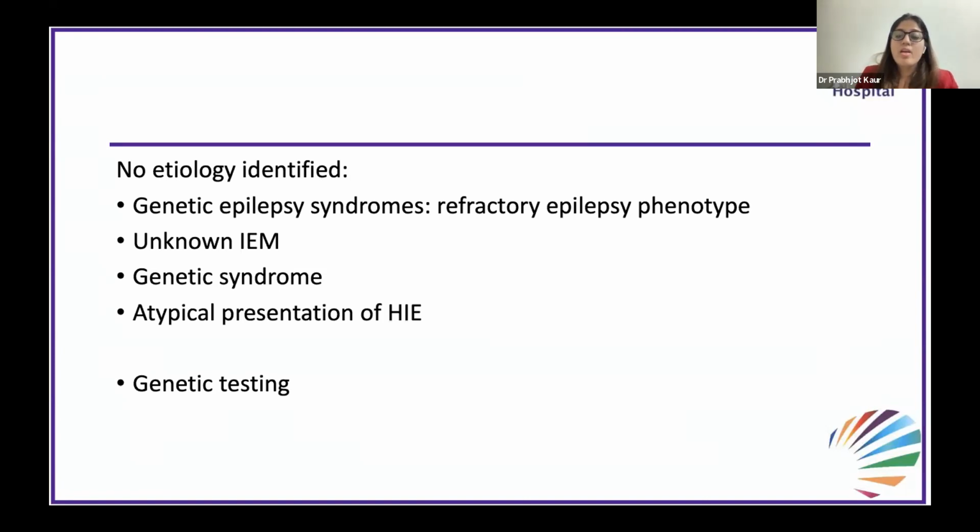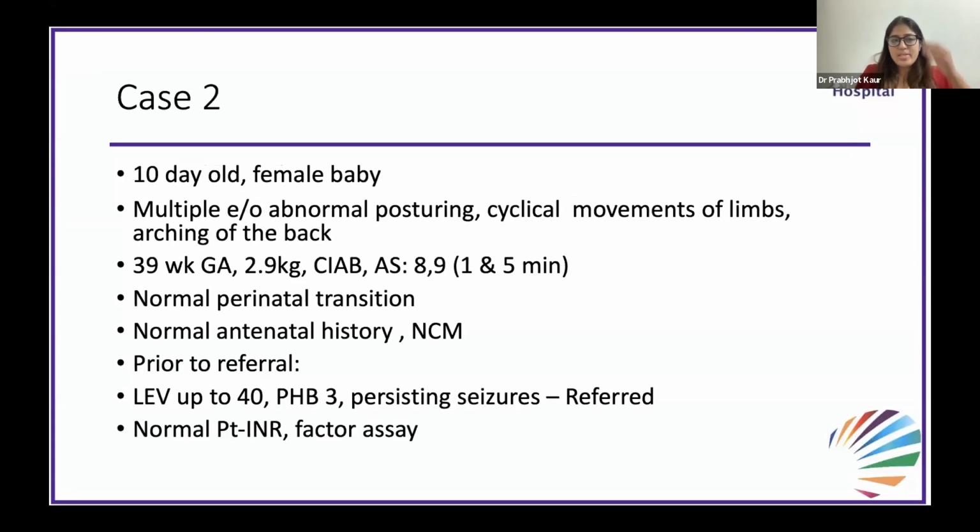Depending upon the clinical scenario, we can and we should try to get genetic testing whenever it is feasible. So going beyond this, we'll be discussing a few cases to try to assimilate whatever we have gone through in the previous slides.